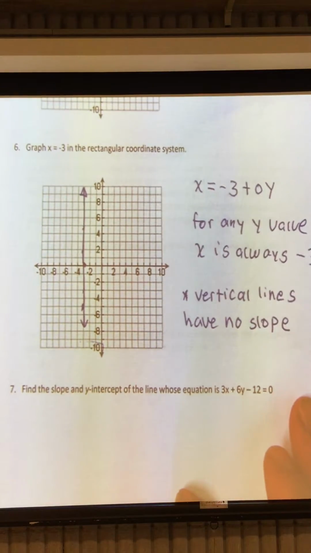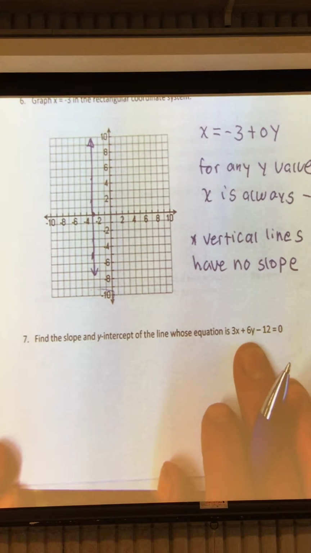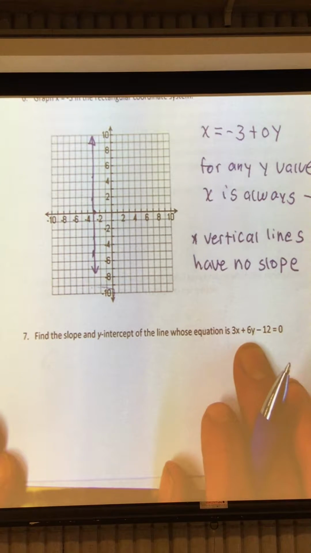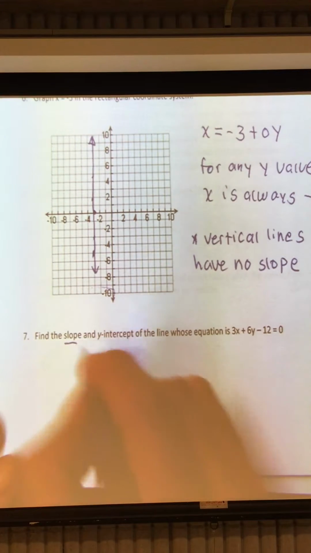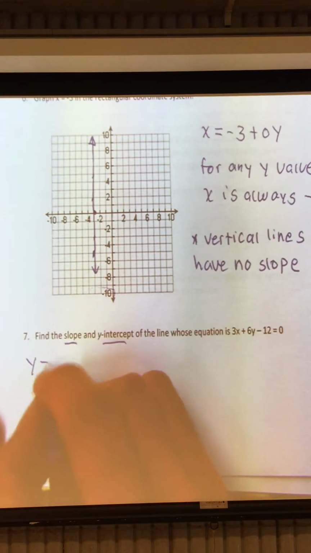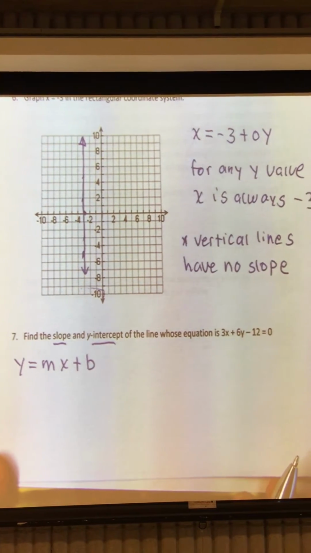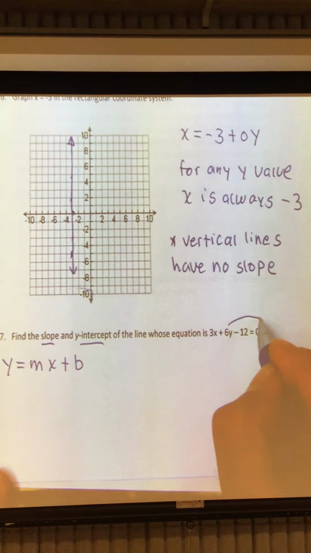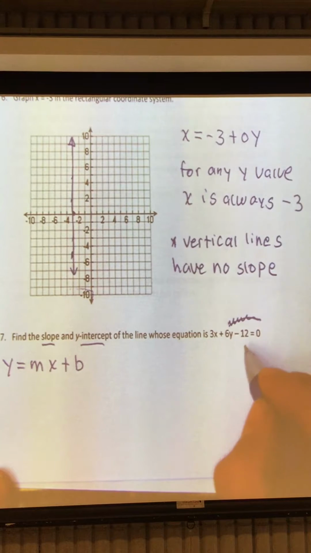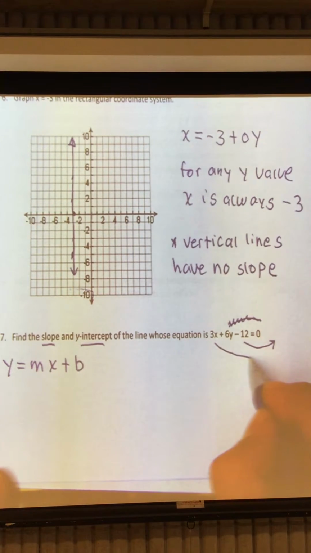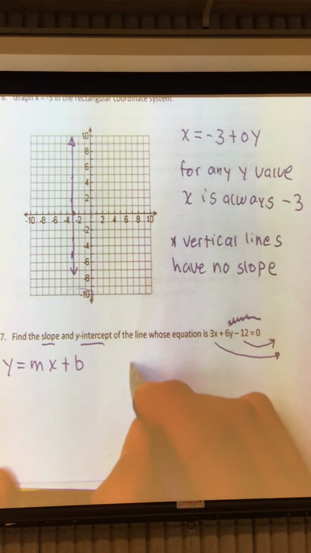Problem number 7. We're given a linear function in a different form. This is called the general form. And we're asked to find the slope of the line and the y-intercept of the line. Well, if you want the slope and the y-intercept, I would suggest rewriting that function in slope-intercept form. So we will take the 6y, we will leave it on that side. We will move the 12 to the other side and the 3x to the other side, since we wish to isolate the y value by itself.